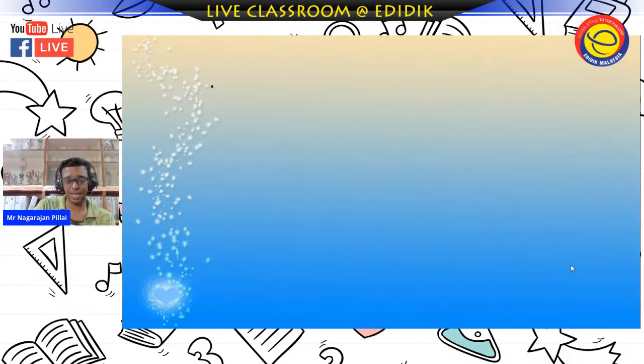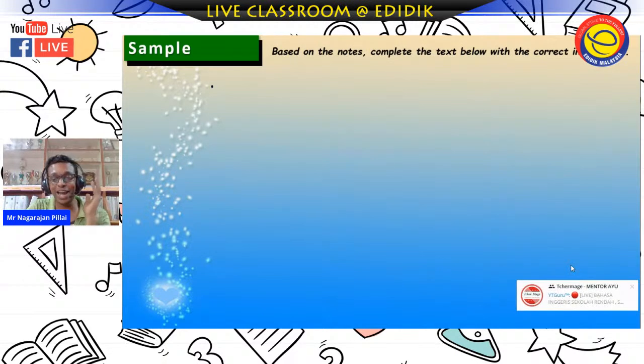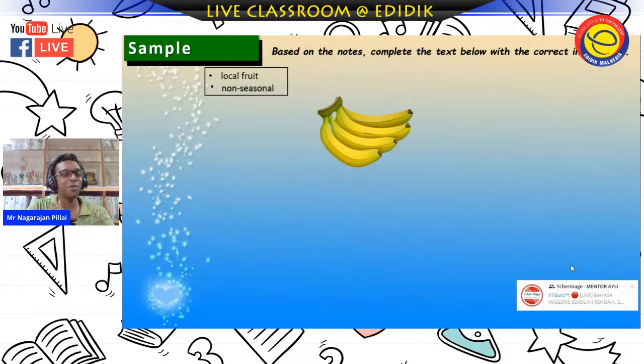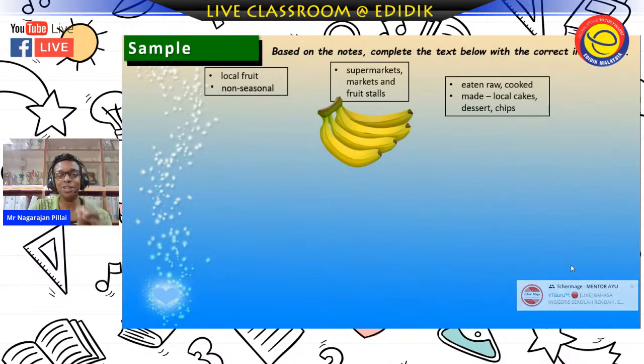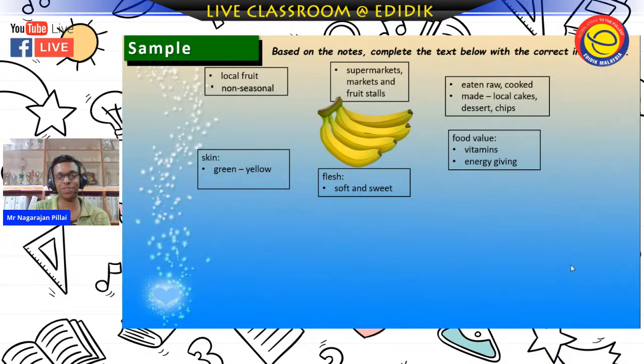When it comes to section A of this information transfer, this is the only question that I will always give to my students, because this is a very good example of information transfer. It has everything. Okay, now this is a sample for all of you to look at.